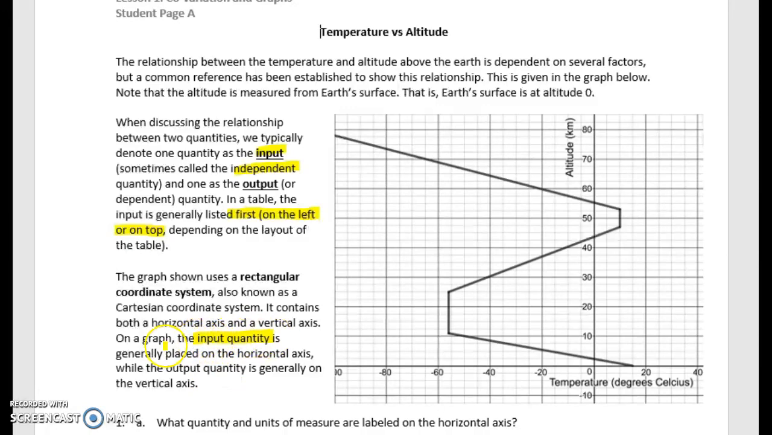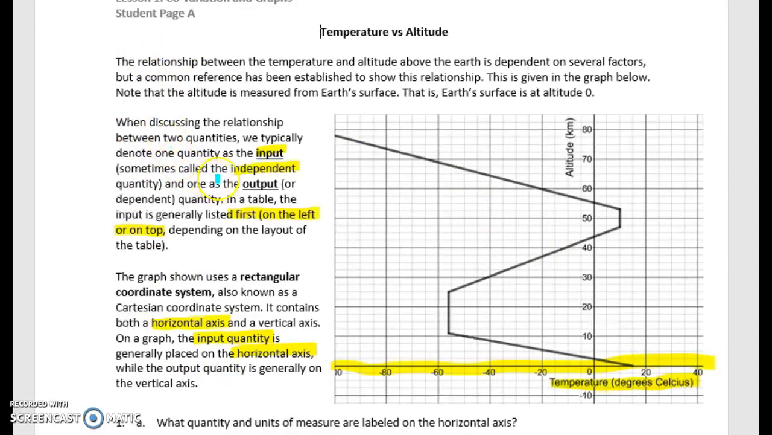So here's our input quantity. We know it's a horizontal axis. It's generally placed along the horizontal axis, and I'm going to highlight right here the horizontal axis. It's also its measurement, its name, its variable declaration in terms of its temperature and its units in degrees Celsius. And so then it also says the output quantity is generally on the vertical axis.